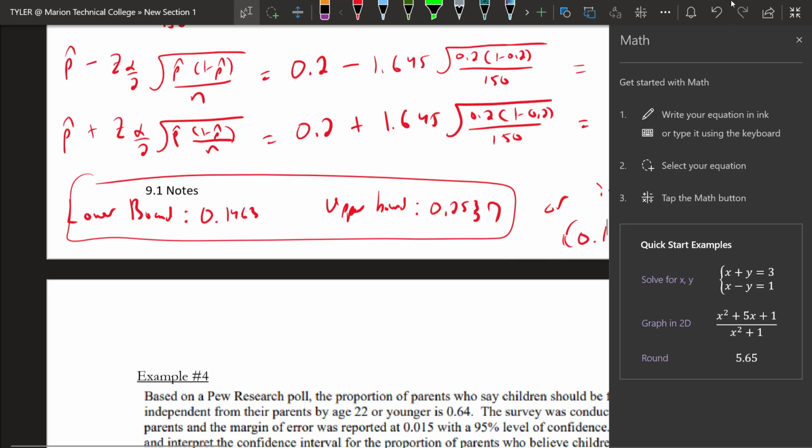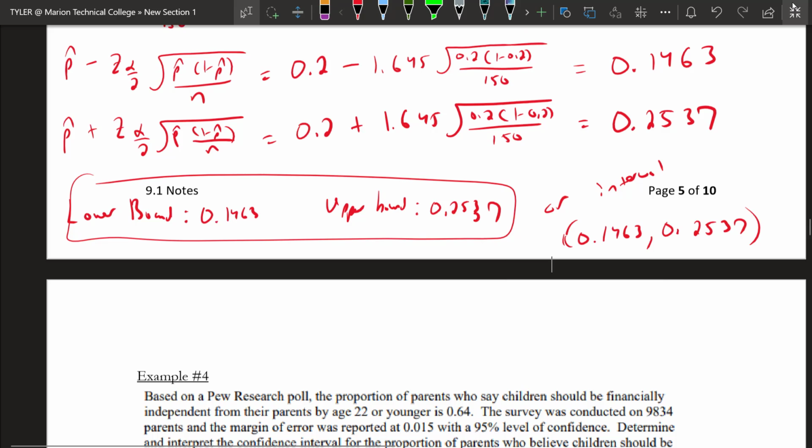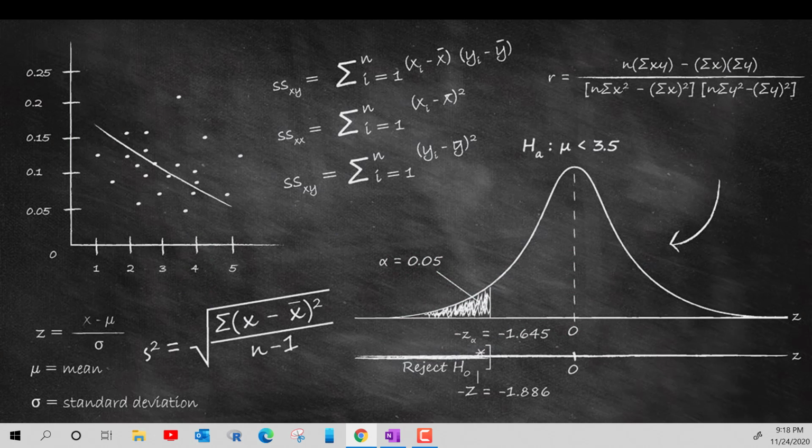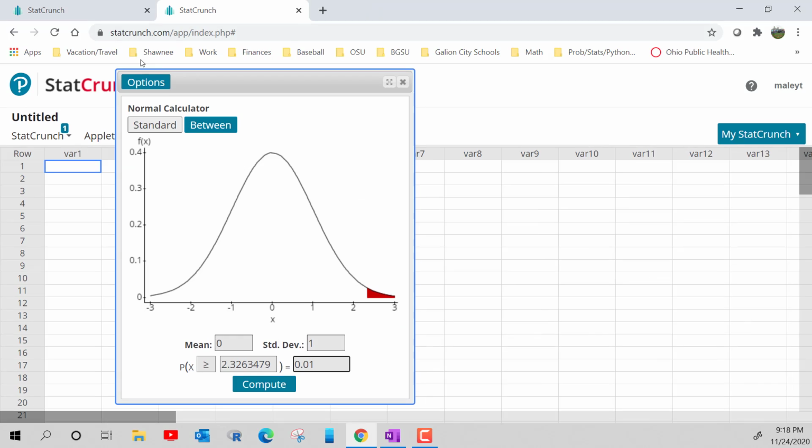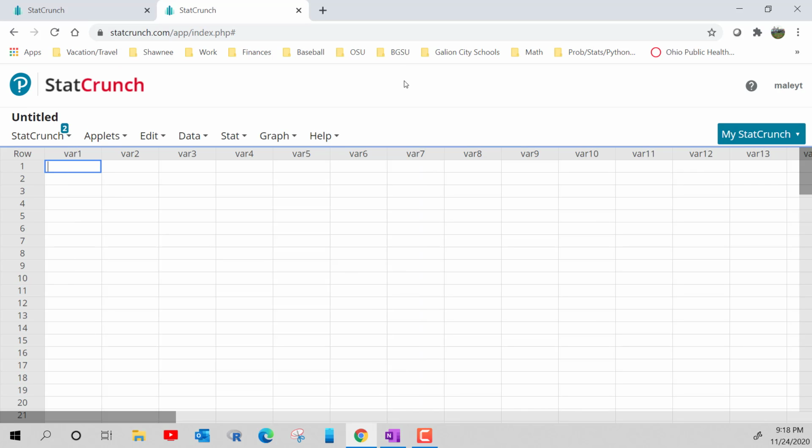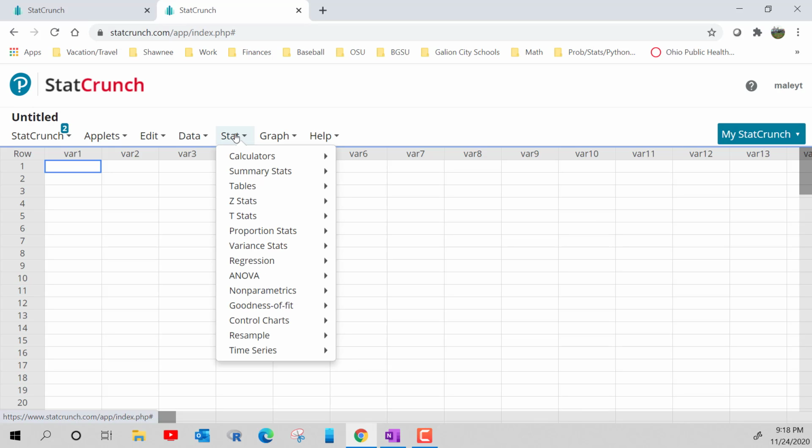You can find a confidence interval using StatCrunch as well. Let me show you how to do that. You're going to go to Stat and then look for proportion stats, which is here, and then go to one sample, and then we want to do with a summary. We don't have the actual data, we have a summary. If you have the actual data, like an Excel file with all the information, you would go with the data.